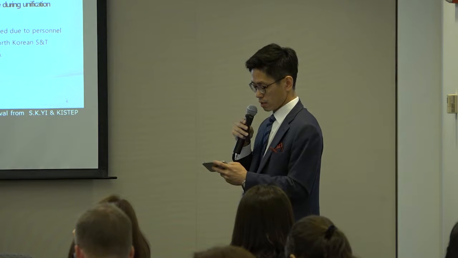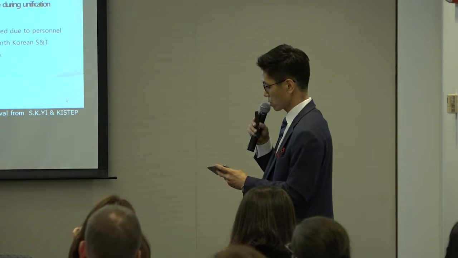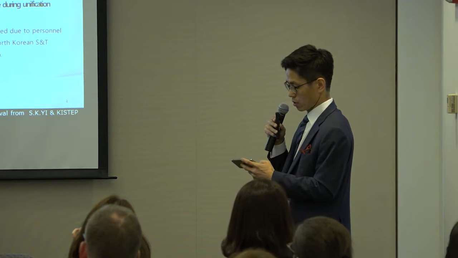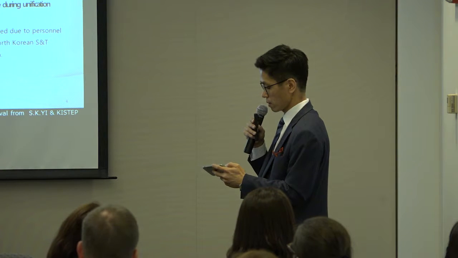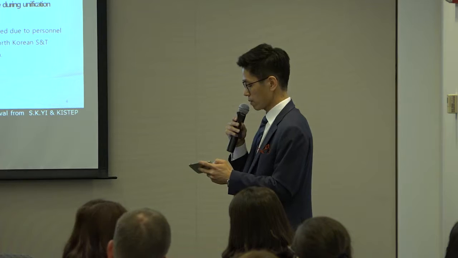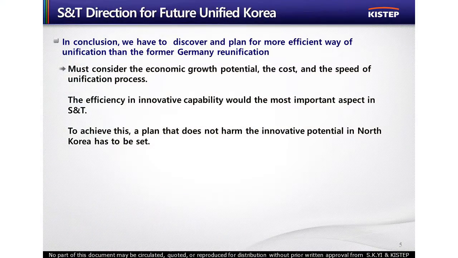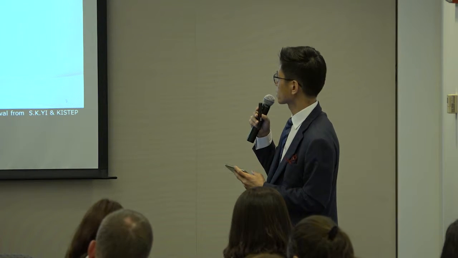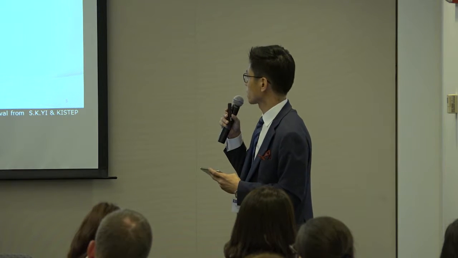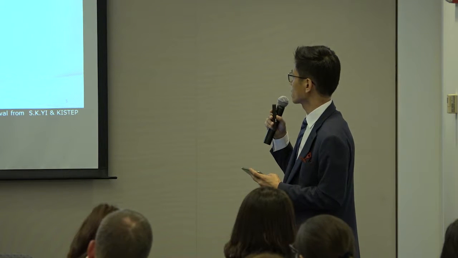So uncertainty can induce an increase of cost and time for reunification. Also, if the uncertainty is not properly resolved, the innovative potential of a unified Korea can be reduced through the reunification process. In conclusion, we have to discover and plan a more efficient way of unification than the former German reunification. It means we must consider the economic growth potential, the cost, and the speed of the unification process. The efficiency in innovative capability would be the most important aspect in science and technology. To achieve this, a plan that does not harm the innovative potential in North Korea has to be set.